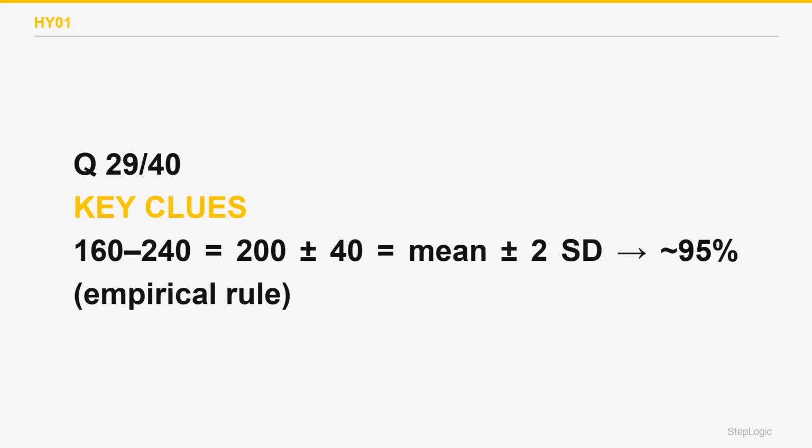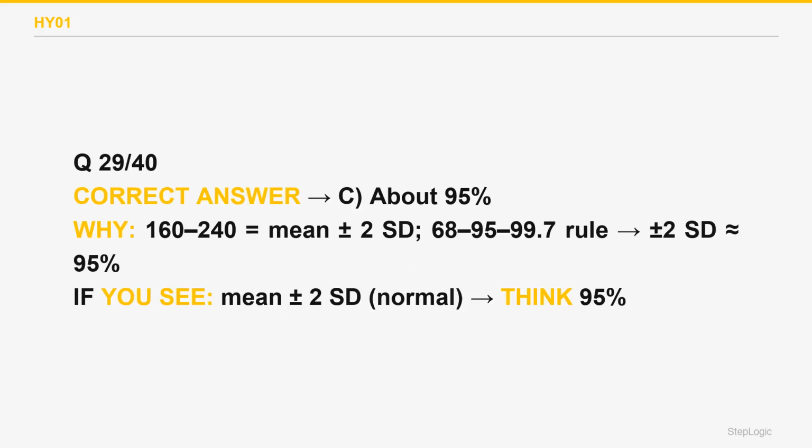Under the empirical rule for a normal distribution, about 68% of values lie within one standard deviation of the mean, about 95% within 2, and about 99.7% within 3. The range 160 to 240 is exactly the mean plus or minus 2 standard deviations, 200 plus or minus 40, so roughly 95% of individuals fall inside it. The correct answer is C.